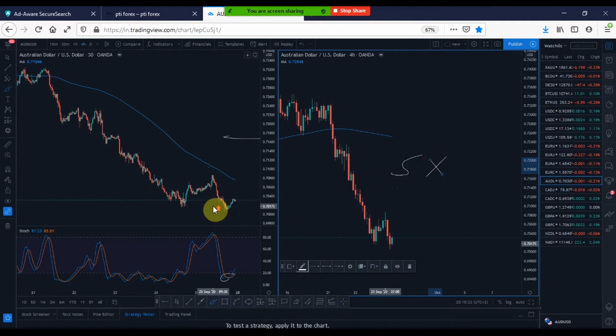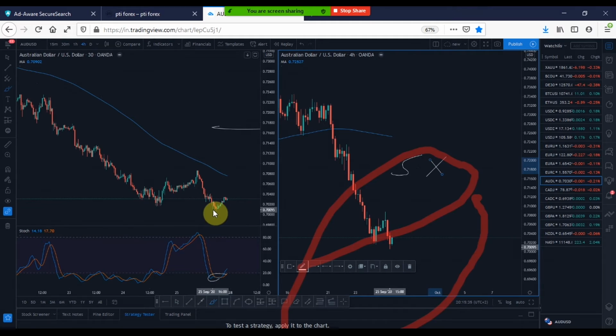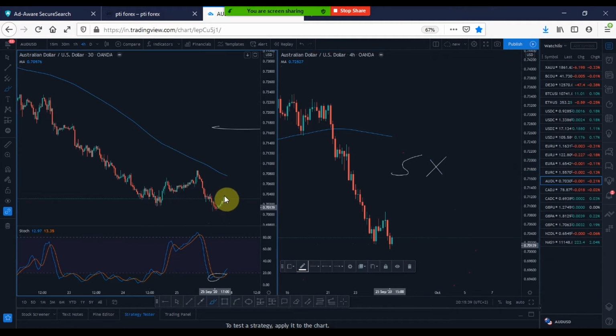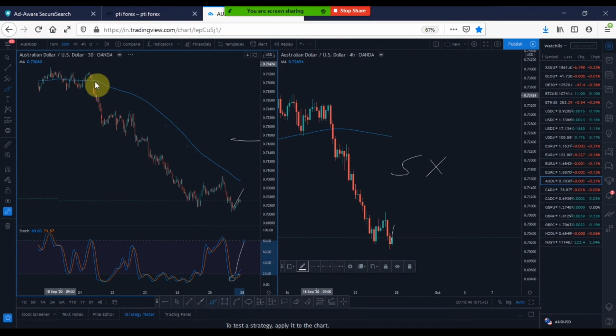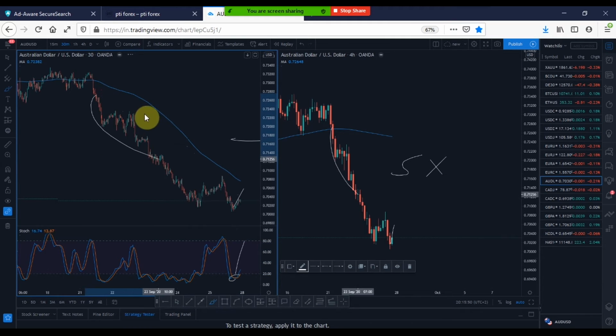So what you can wait for is for the market to push up and then maybe wait for your indicator to be overbought. Remember the strategy that I once shared on YouTube about price being under the moving average and then waiting for stochastic to be overbought like this and then you sell. So that's the same thing that we are waiting for here.